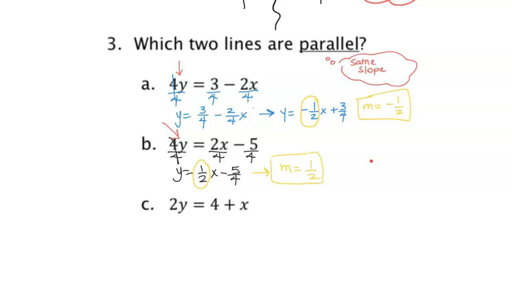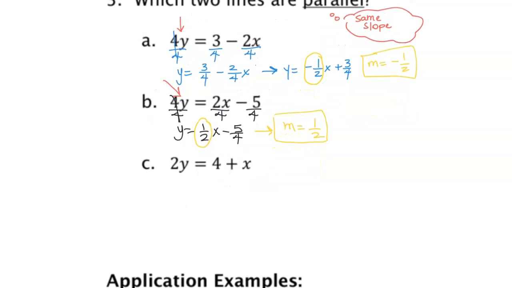Okay, so far you should be able to see that these two are not the same. Negative 1/2 and 1/2 are not the same exact slopes. So far A and B are not parallel lines. Let's look at C. So once again, get your y by itself. Divide by 2. And so here we'll have y equals 4 divided by 2 is 2, plus there's a 1 in front of the x, so 1/2x. So in this case, the number being multiplied by x is 1/2, so our m equals 1/2.